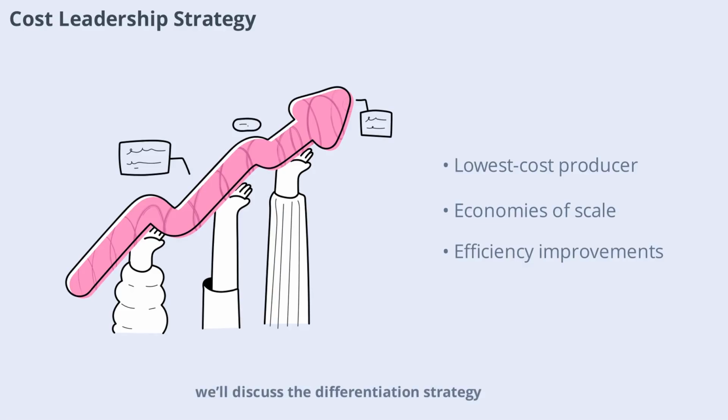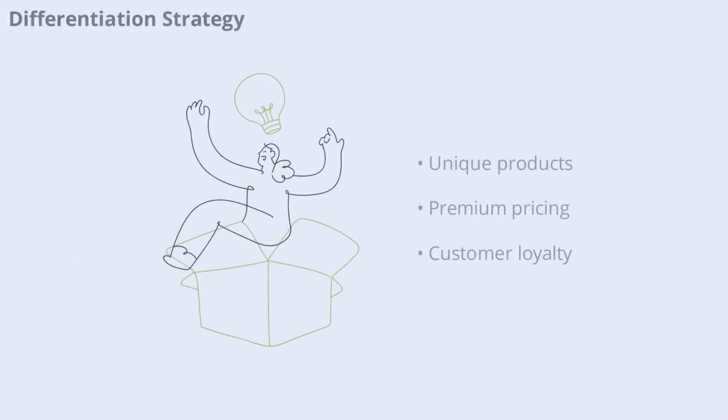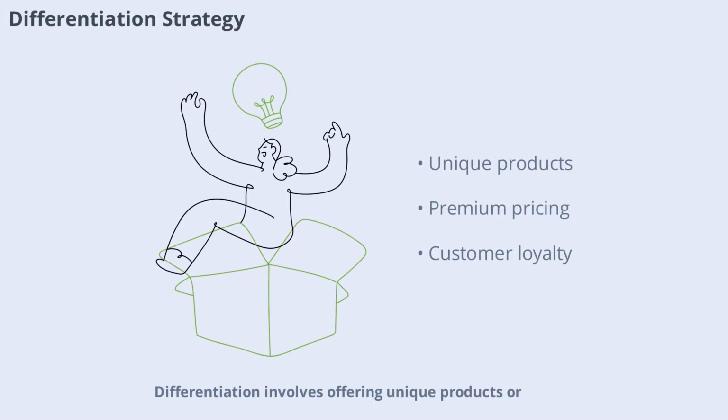Next, we'll discuss the differentiation strategy. Differentiation involves offering unique products or services that stand out from competitors. This could be through innovative features, superior quality, exceptional customer service, or strong branding. Differentiation allows companies to charge premium prices and build customer loyalty. It's especially effective in markets where customers value uniqueness over price.